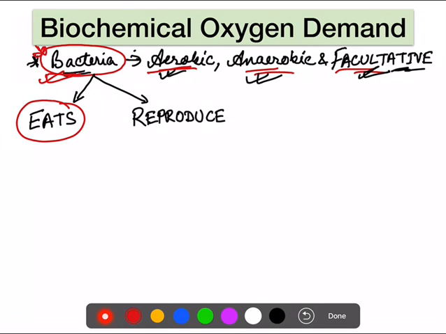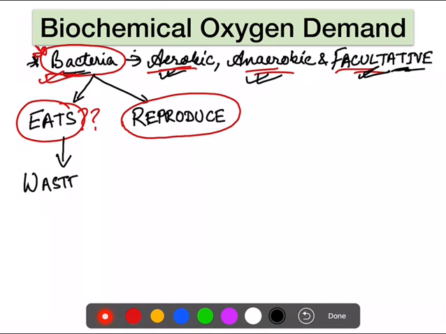A bacteria eats and a bacteria reproduces. Okay, what does a bacteria eat? Bacteria eat wastewater. Okay, bacteria in general, they eat wastewater.